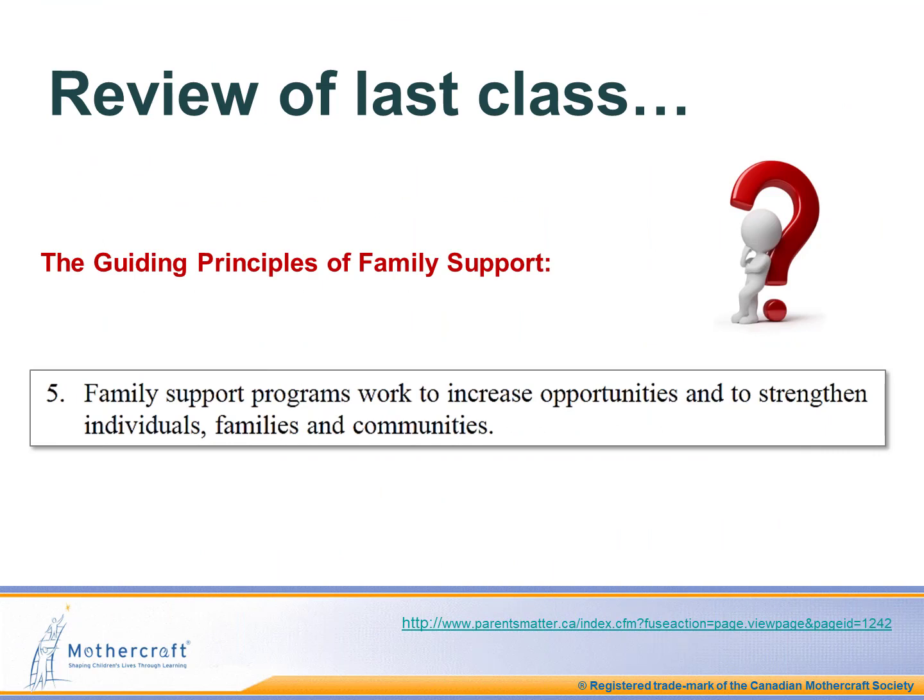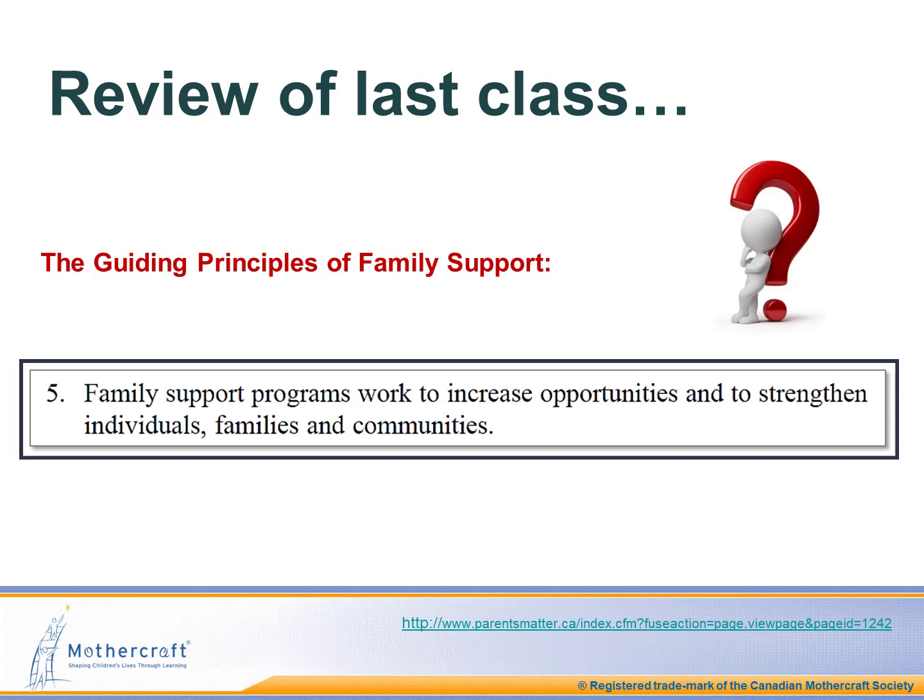Let's begin with a quick review of our content from last class. Last class, we talked about Family Support Principle number 5, which tells us that family support programs work to increase opportunities to strengthen individuals, families, and communities. Strengthening individuals, families, and communities requires us to first have a good understanding of what a strength-based approach is, so that we can effectively apply it in our communication and interactions with others.